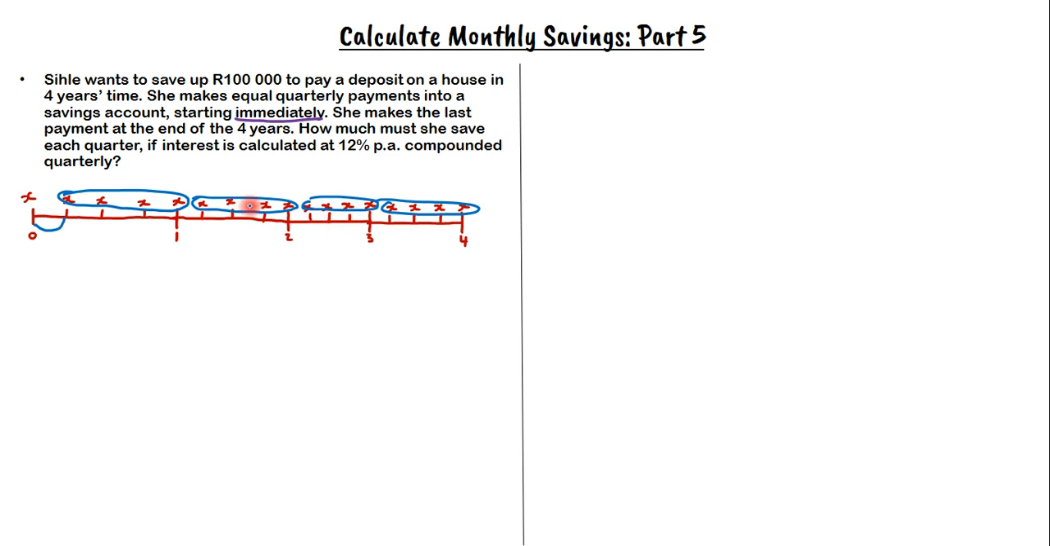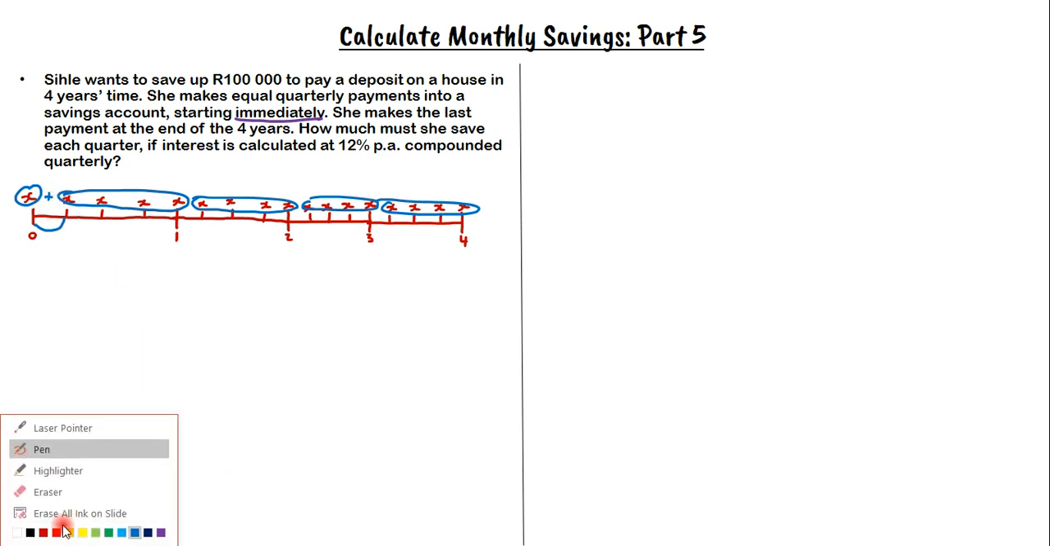But that's not what happened here. What happened was that Sihle woke up that morning and was like, you know what? I'm going to be starting today. So because she said she's going to be starting today to put in the money, we have to include that. Now we see that if that didn't happen, there's going to be 16 times. But because it happened immediately, we are going to add that first immediate payment that she made.